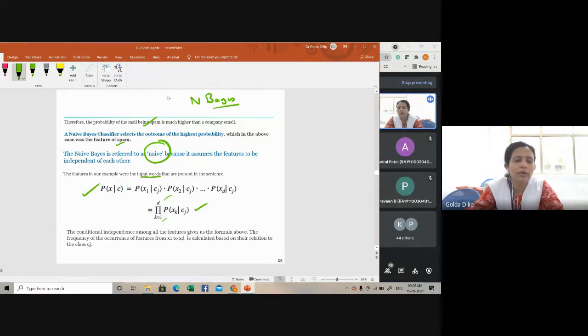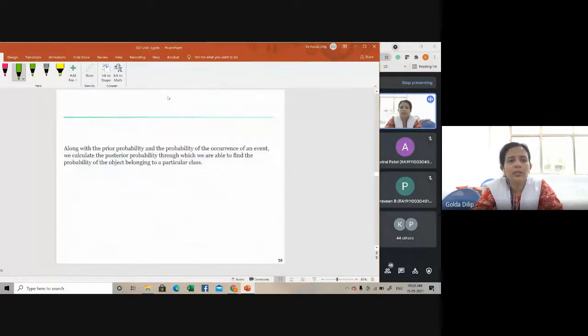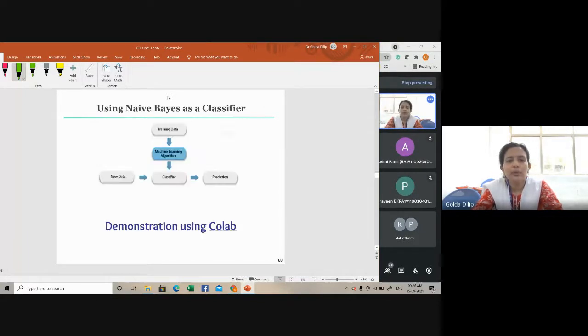This is the formula for Bayes theorem, based on conditional independence. Along with the prior probability and the probability of occurrence of the event, we calculate what is called a posterior probability, through which we are able to find the probability of the object belonging to a particular class. Now let's see how to use naive Bayes as a classifier.